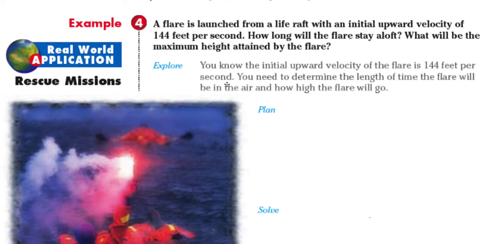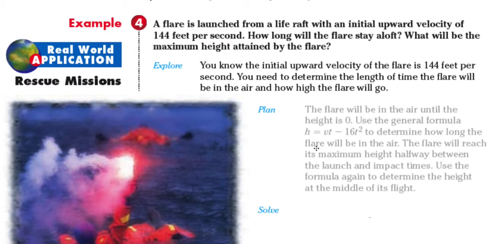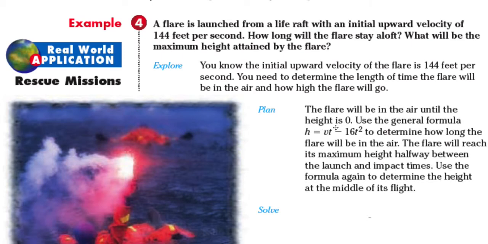So let's explore what we know. The initial upward velocity is 144 feet per second. You need to determine the length of time the flare will be in the air and how high the flare will go. We plan this: the flare will be in the air until the height is 0. When the height is 0, the flare will be on the ground. So we use the general formula h equals vt minus 16t squared to determine how long the flare will be in the air. The flare will reach its maximum height halfway between the launch and impact times.